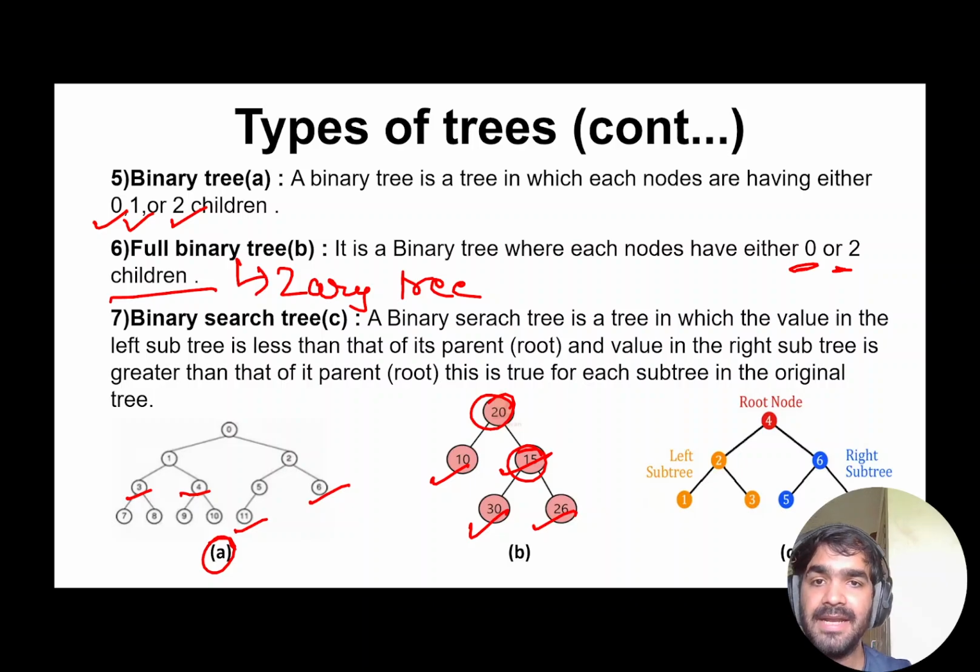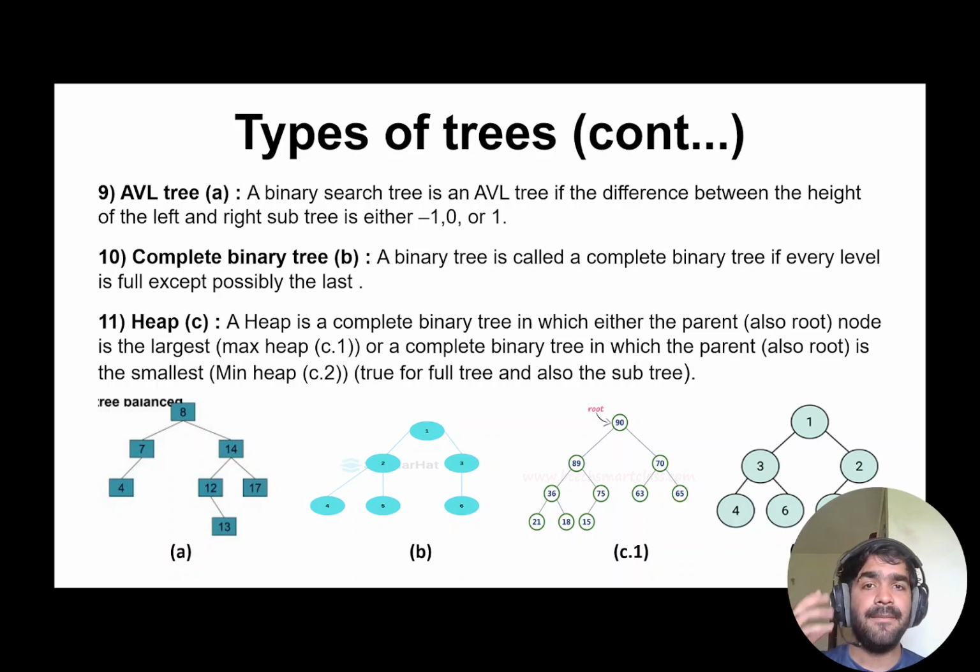Binary search tree. A binary search tree is a tree in which the value in the left subtree is lesser than the parent or the root, and the value in the right subtree is always greater than the parent or the root. Moving on to the next slide. Types of trees continued.